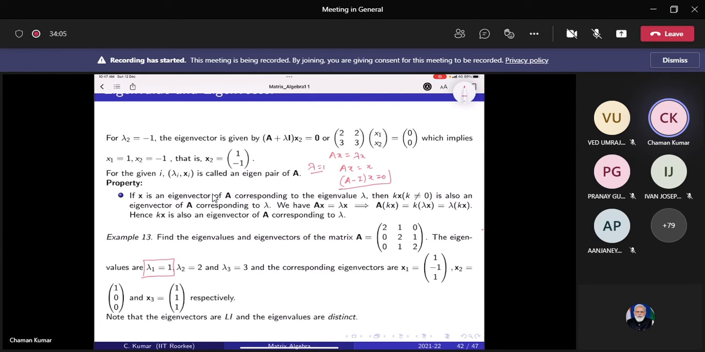Now this is a system of homogeneous equations. Substitute the value of A in this equation and find the value of x. We want a non-trivial solution, the solution is not 0. Now you can do it.